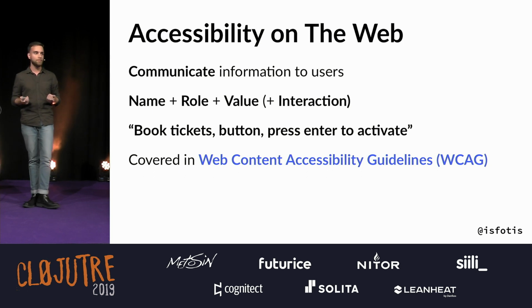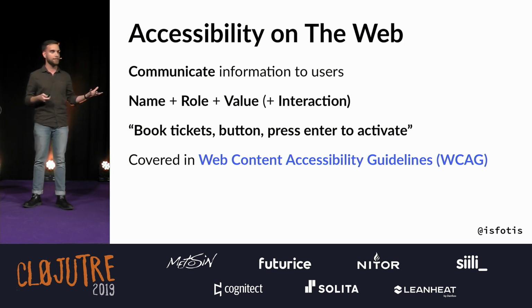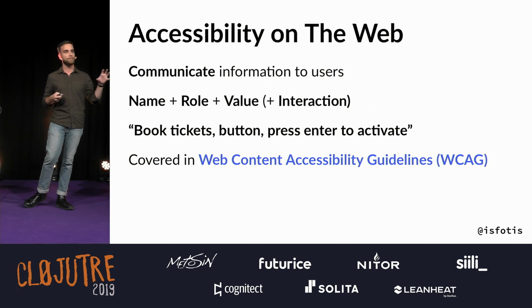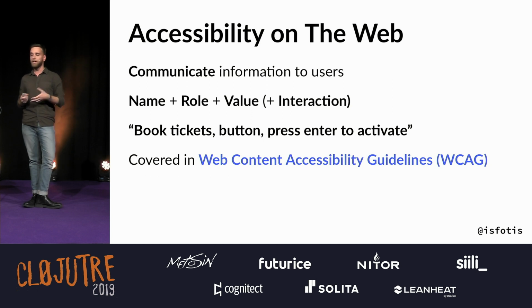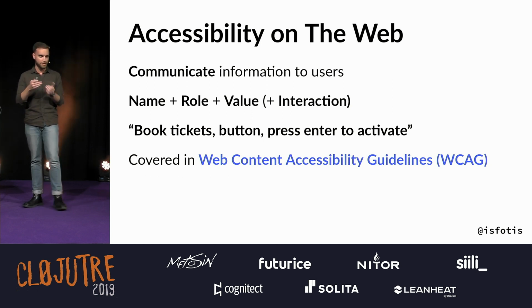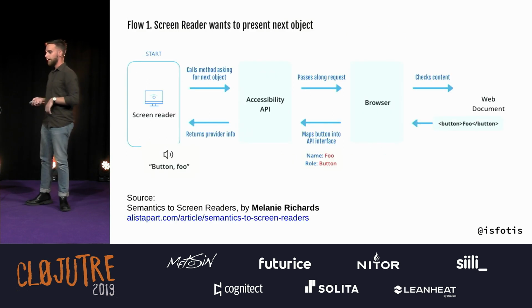So if you had a button that said book tickets, and then with a screen reader, which is, again, a piece of assistive technology that reads out the content of the page, it would say book tickets button, and by the way, since it's a button, you can press enter or space to activate that. There's a sort of contract going on there.